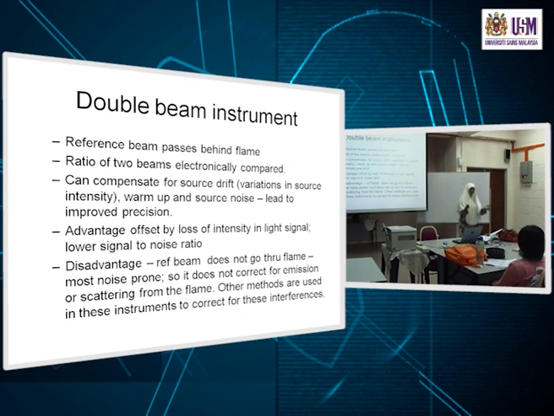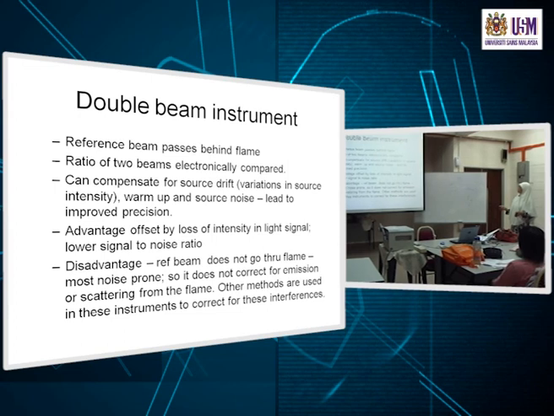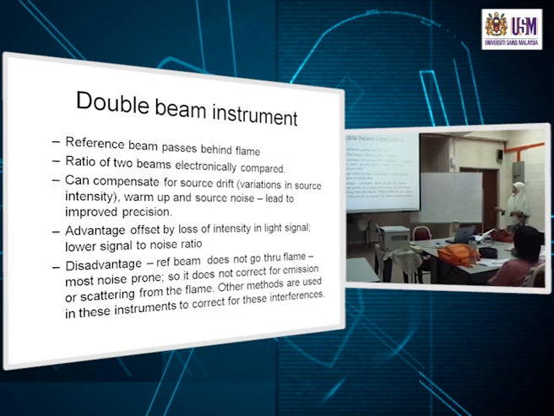In your analysis, your sample beam and the reference beam compensate for the drift electrically. It makes the source the same. Then the absorbance will be offset by the log of the density of the single beam power.